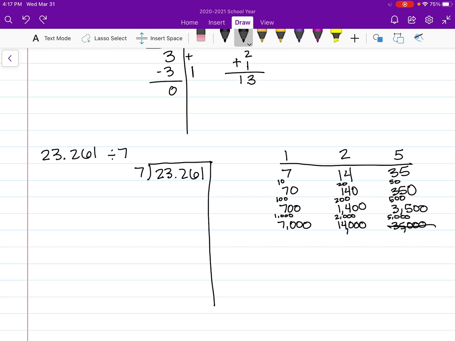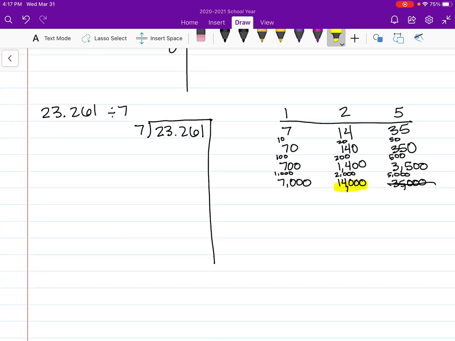So 14,000 is as big as I can go to get me close to 23,000. So I'm taking away 14,000. And to get 14,000, that's 2,000 groups of 7. So I'm subtracting that 14,000. 1 minus 0 is 1. 6 minus 0 is 6. 2 minus 0 is 2. I cannot take 4 away from 3, so I'm going to have to regroup. 13 minus 4 is 9, and 1 minus 1 is 0.